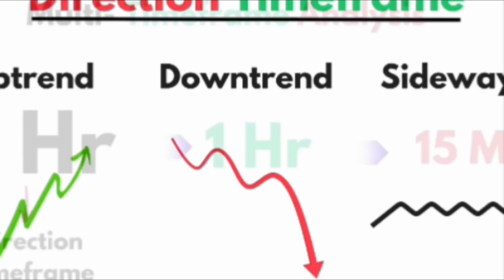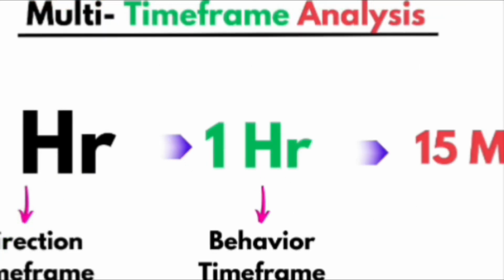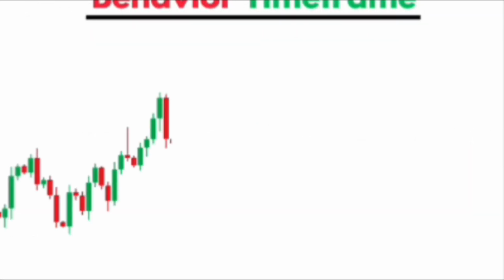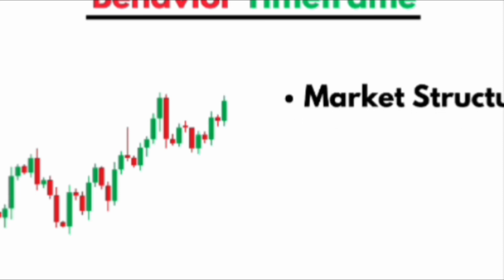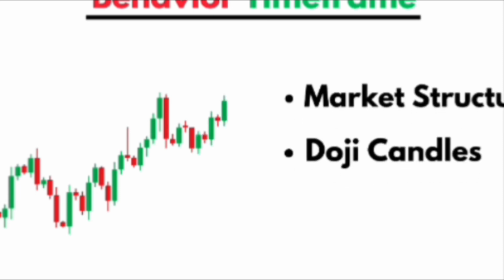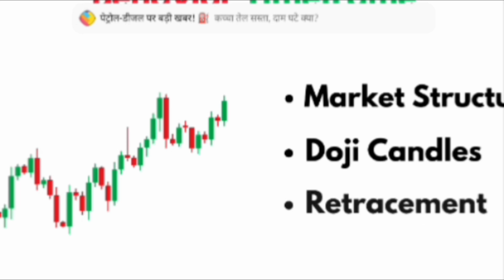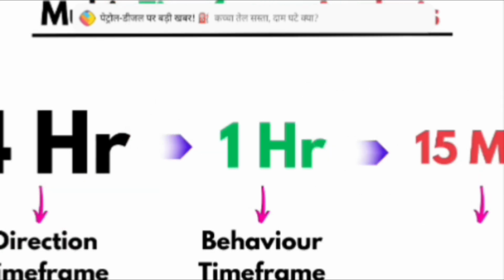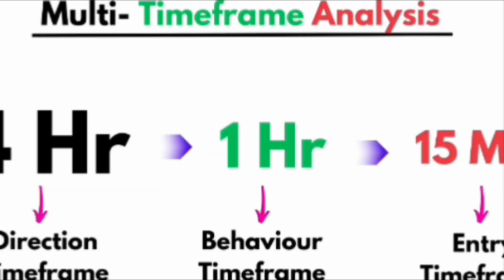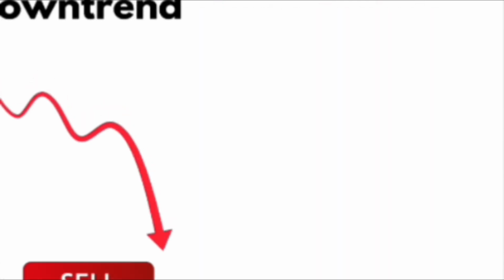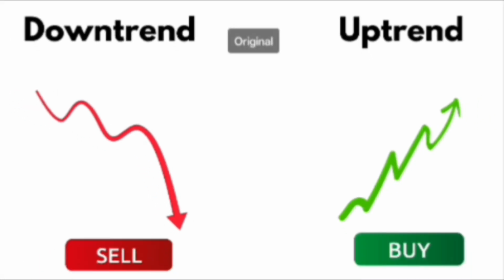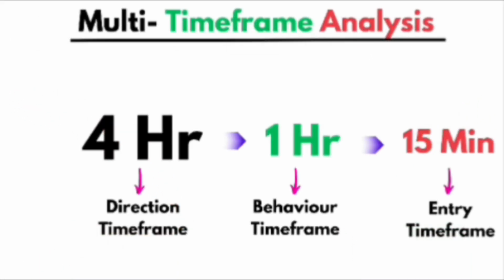The second is the behavior time frame, where you study how the price is behaving in greater detail. Here, you analyze momentum, market structure breaks, wick rejections, doji candlesticks, and whether the market is retracing or continuing its move. The third and final is the entry time frame, where you actually execute your trade. If the market is in a downtrend, you'll look for selling opportunities. If it's in an uptrend, you'll look for buying opportunities. It's that simple.